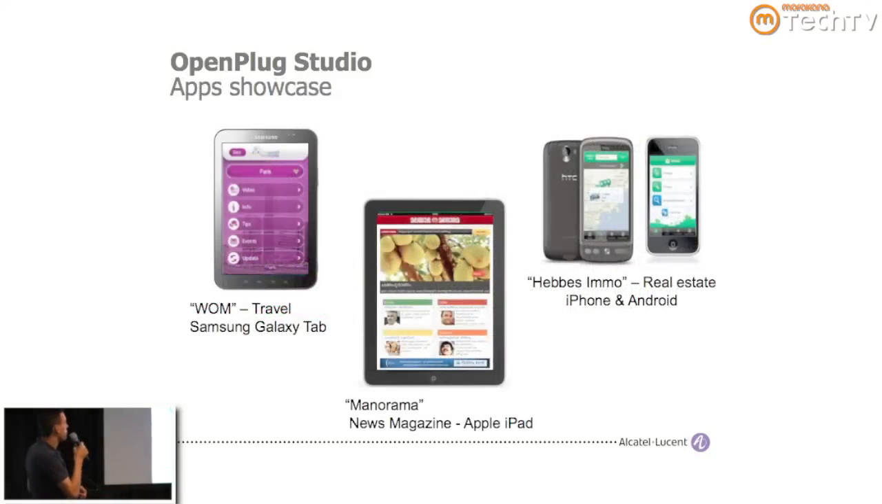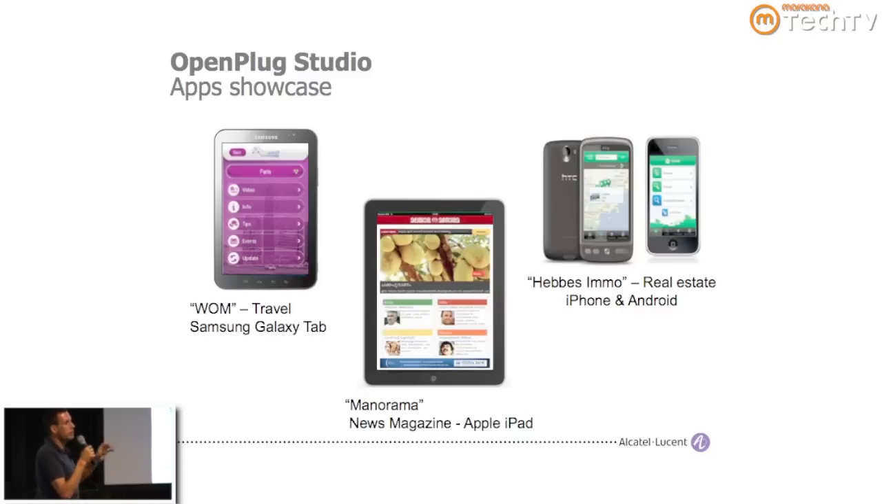So these are just some quick samples here. It's been used for location-based apps to grab location. It's been used for graphically intensive apps. So there's actually an app for InStyle, a women's magazine owned by Time, that was built with OpenPlug. Very popular and very, very graphical.